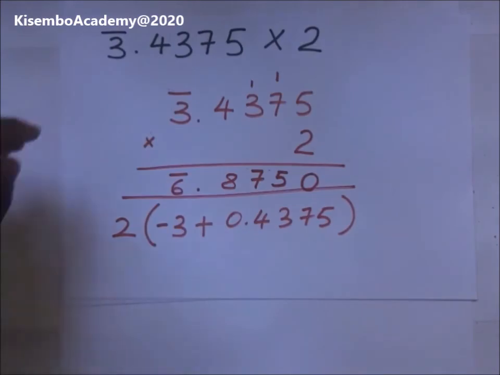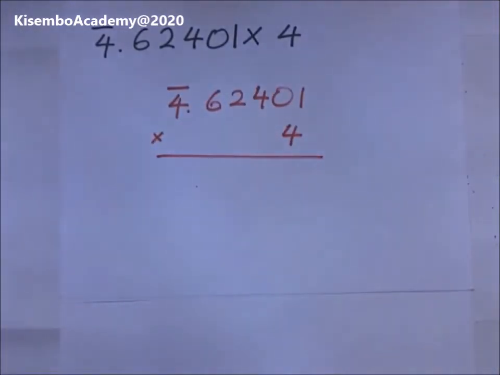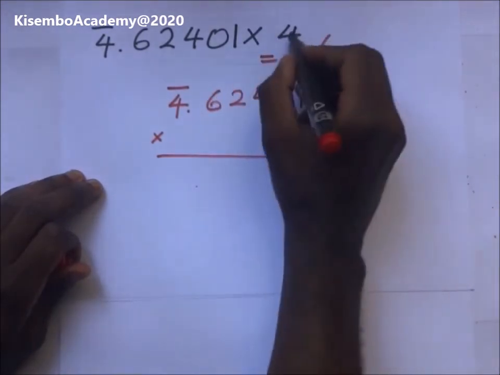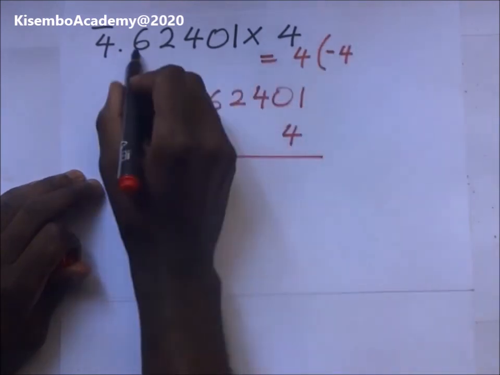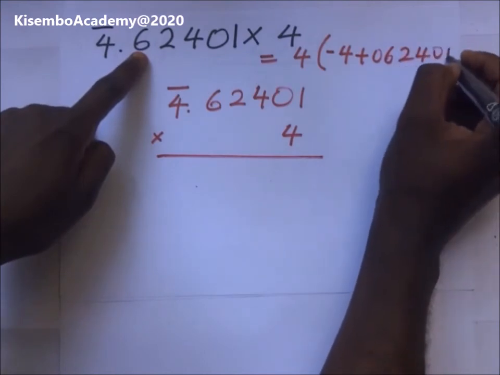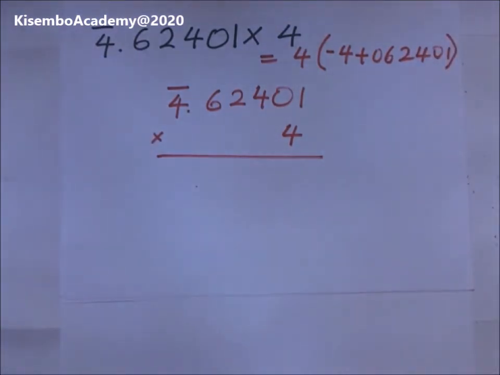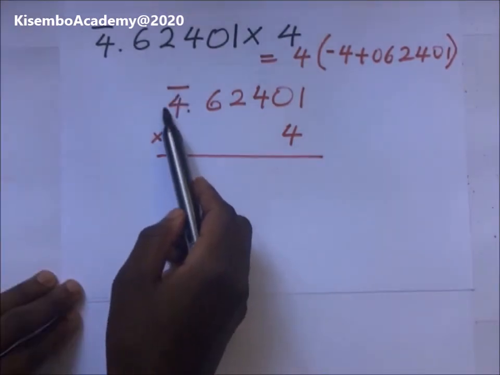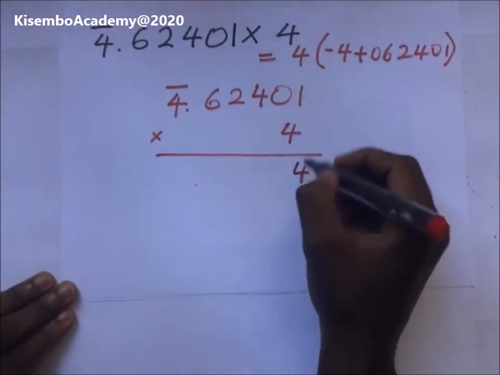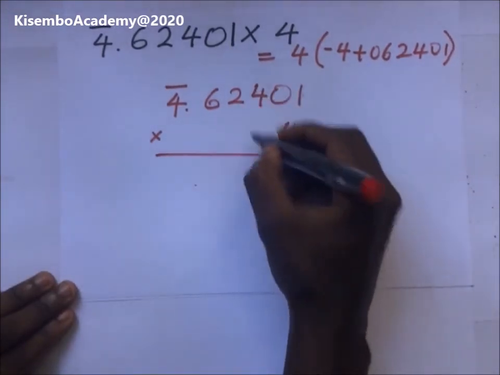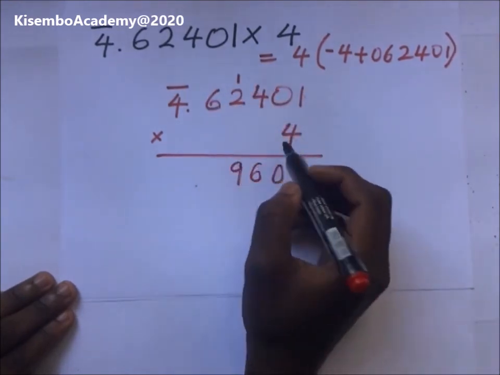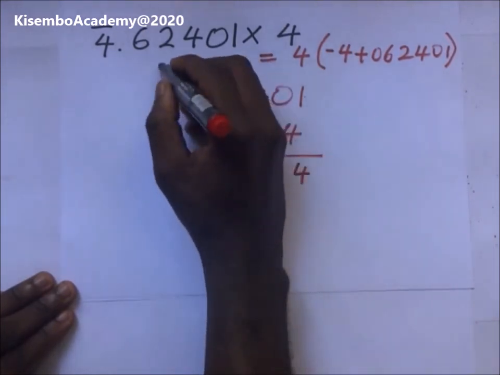Let's look at the next example. Now still, when you're multiplying, this is the same as saying 4 multiplied by negative 4 plus 0.62401. We are going to multiply the two independently. So this negative only affects this part. This is free of that. It's still positive. So it's 4 times 1 is 4. 4 times 0 is 0. 4 times 4 is 16. So 6, carry 1. 4 times 2 is 8 plus 1 is 9. 4 times 6 is 24.